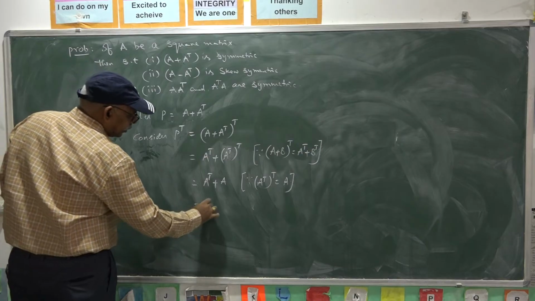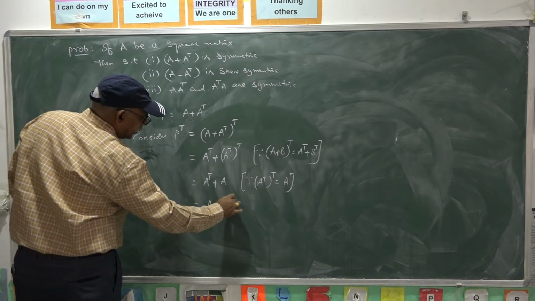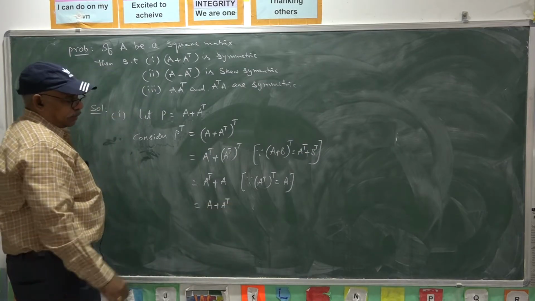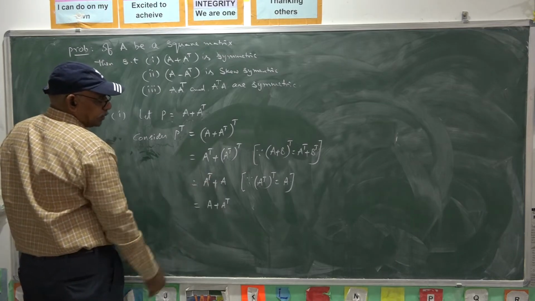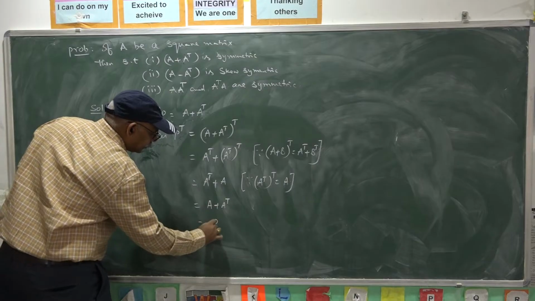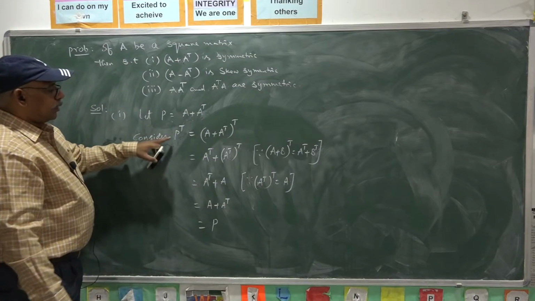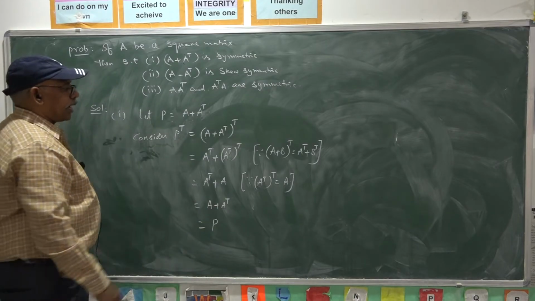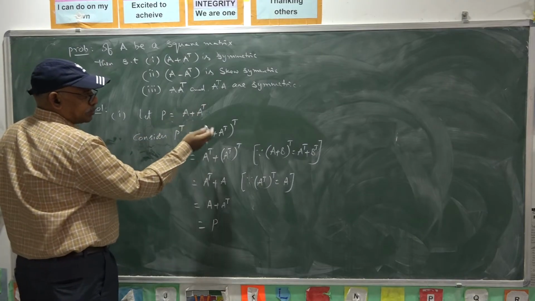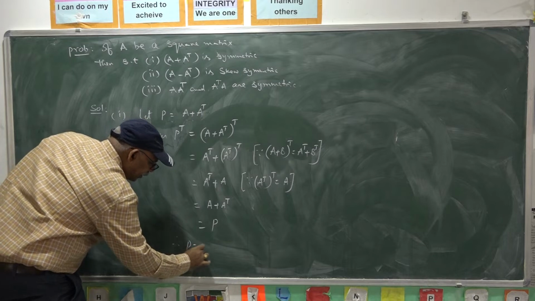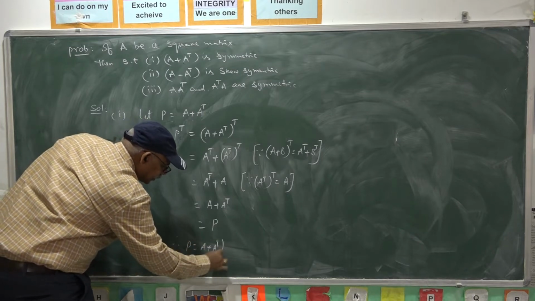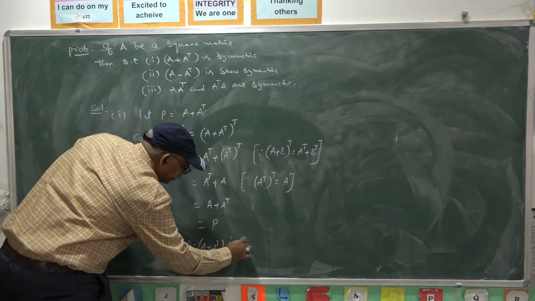Again, this is equal to A plus A transpose. The addition of the matrix follows commutatively. Hence, A transpose plus A is A plus A transpose, which is equal to P. Therefore, P transpose equal to P. Hence, P, that is A plus A transpose, is symmetric.